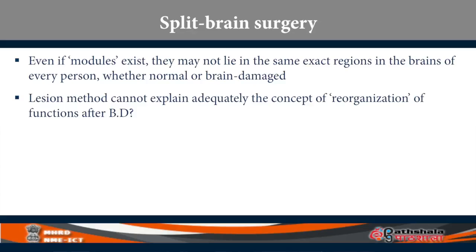So, the lesion method could not explain adequately the question of reorganization of brain functions. After the stroke, three months later, some people recover completely. So, how do you explain that? If you think you can correlate a given lesion with a given function, what is happening in reorganization, spontaneous recovery, how do you explain it? The lesion method cannot explain. Because of all these limitations, lesion deficit correlation encountered a lot of problems.